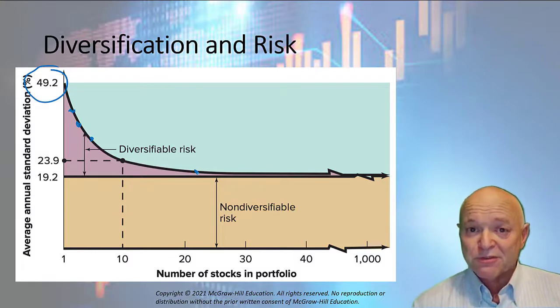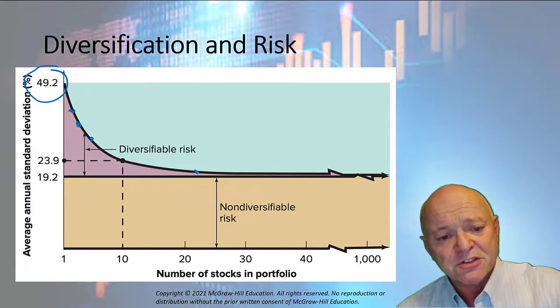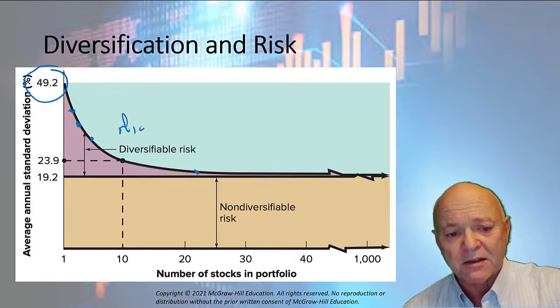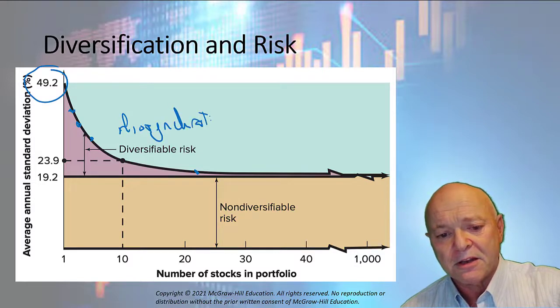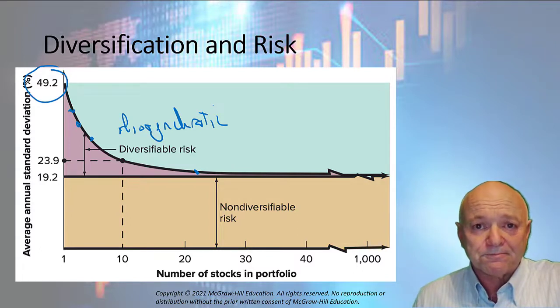What remains after we've diversified that risk is the non-diversifiable risk. We also call the diversifiable risk the firm-specific or the idiosyncratic risk, or the unique risk, the risk that's unique to the firm.